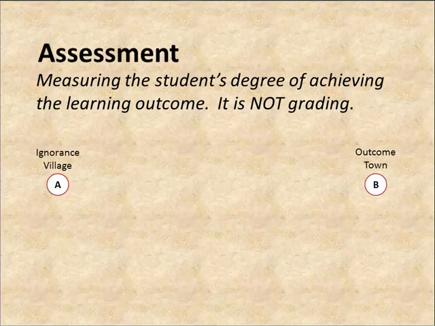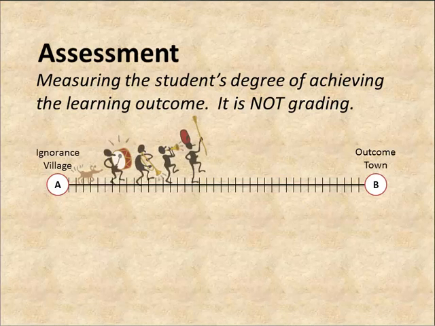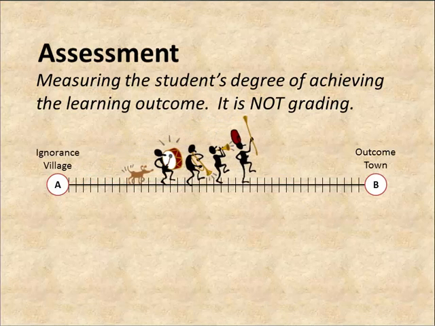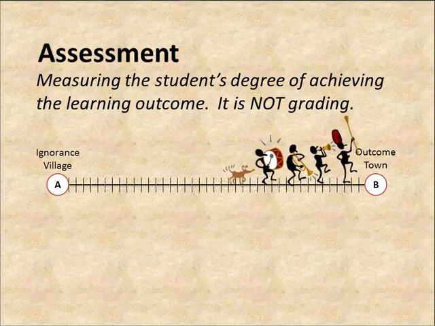Traditionally, in our industrialized view of education, the path from ignorance village to outcome town is linear. This learning line is broken up into segments based on calendars or hours, and the assumption is that if the instructors can march students down this line and keep to the schedule, when the term is done, the students will have achieved the outcome.